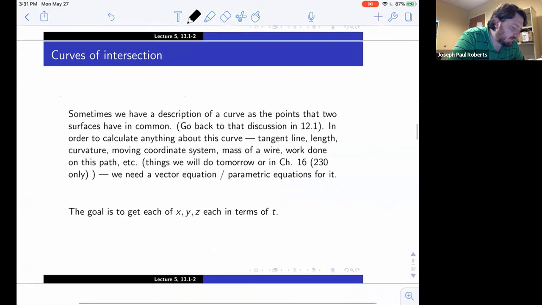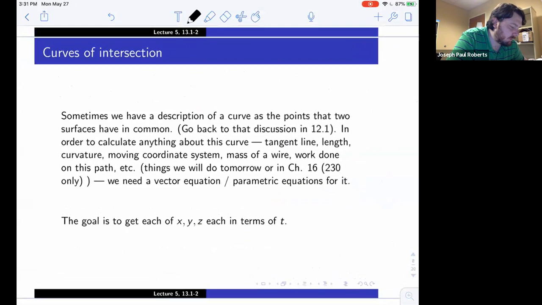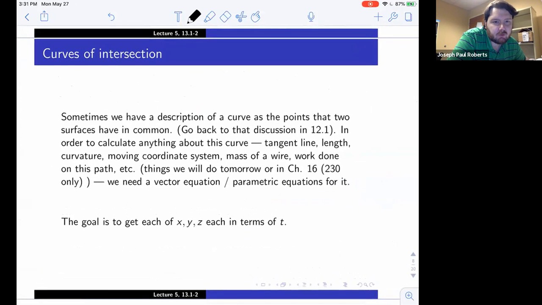Okay, and then the main idea from 13.1 that we're going to expect you to be able to do is come up with equations for curves of intersection of two surfaces. Often in this course, we're going to have two different surfaces, and we want to talk about the points that those surfaces have in common. It turns out to do any sort of calculation on these curves, we're going to need R of t. Remember, that's x, y, and z, each in terms of t: x of t, y of t, z of t is what R of t is.